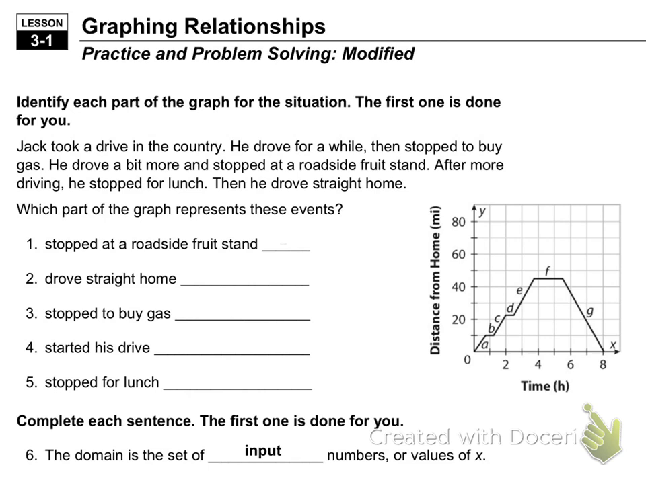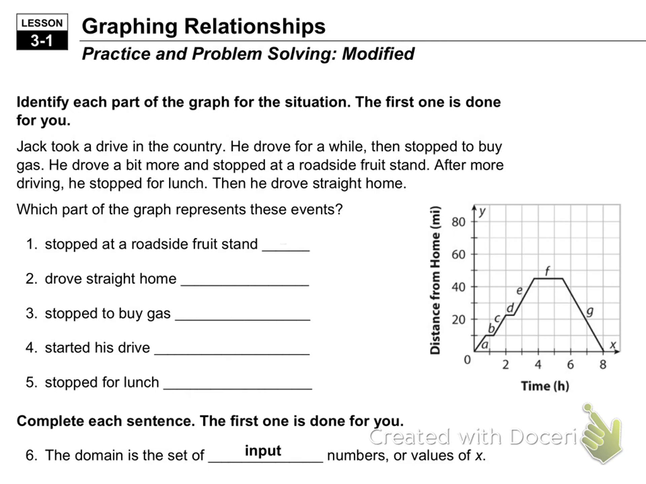Now, it's important that we understand what each one of the axes on the graph represents. The x-axis, or the horizontal axis, represents time, and the vertical axis, or the y-axis, represents the distance Jack is from home. So as you get further and further up on the graph, Jack is further and further away from home. As you get closer and closer to the x-axis, Jack is closer and closer to home.